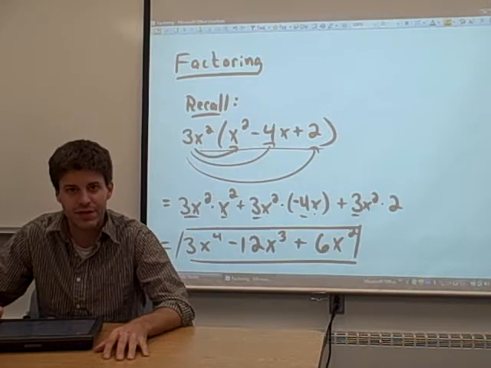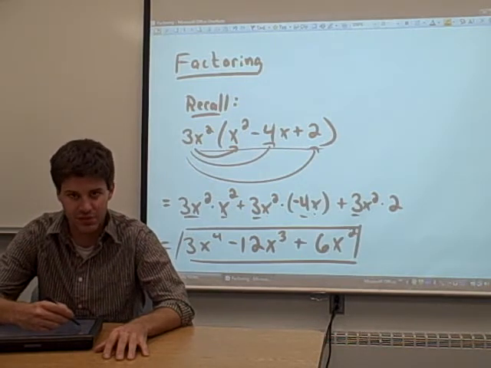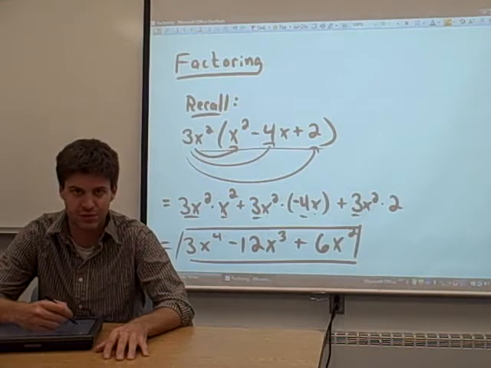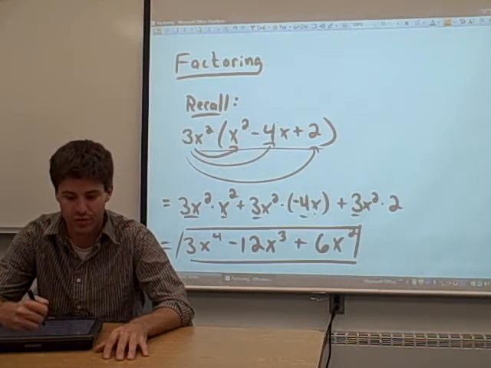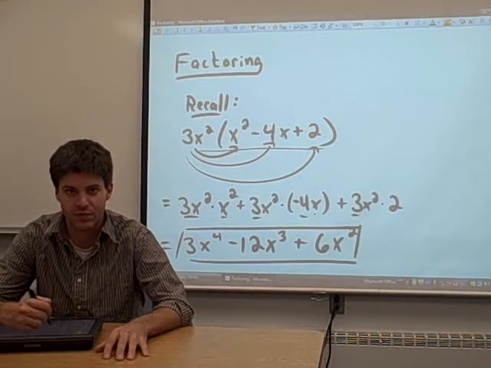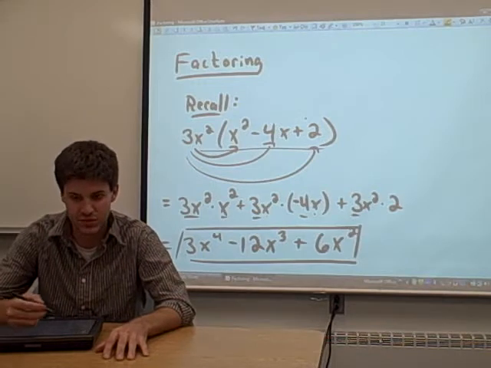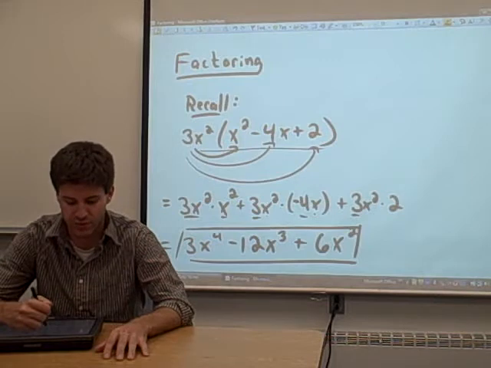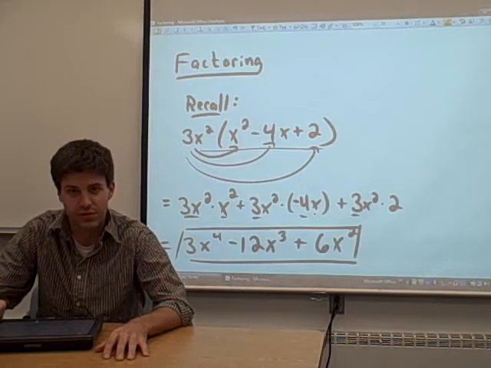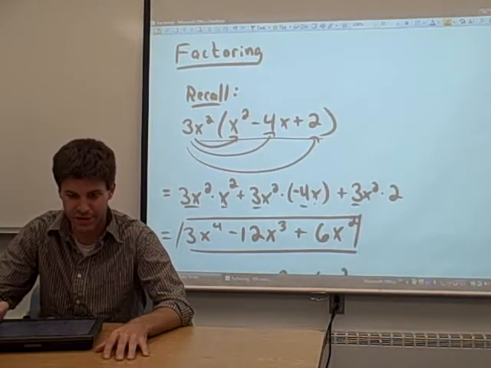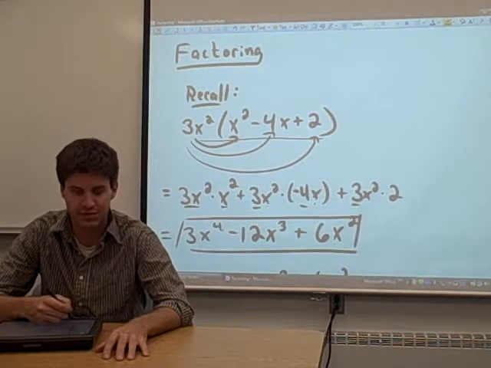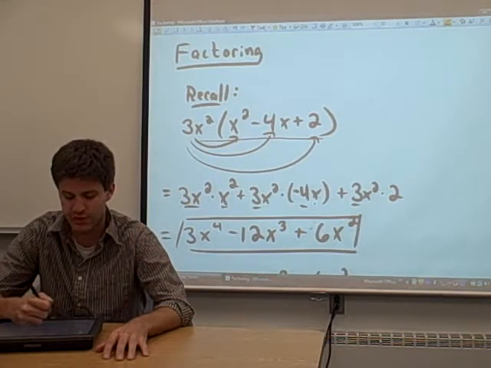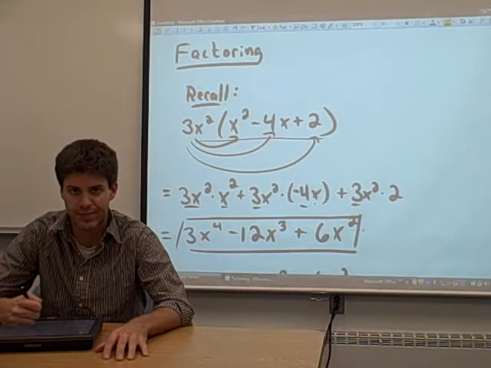Now, I wanted to remind you before we start factoring what we did in the last section. In the last video we multiplied 3x squared, a monomial, times a trinomial, x squared minus 4x plus 2. To do that we distributed the 3x squared to each term in the trinomial. We did a little bit of multiplication and we simplified, and we ended up getting 3x to the fourth minus 12x cubed plus 6x squared.